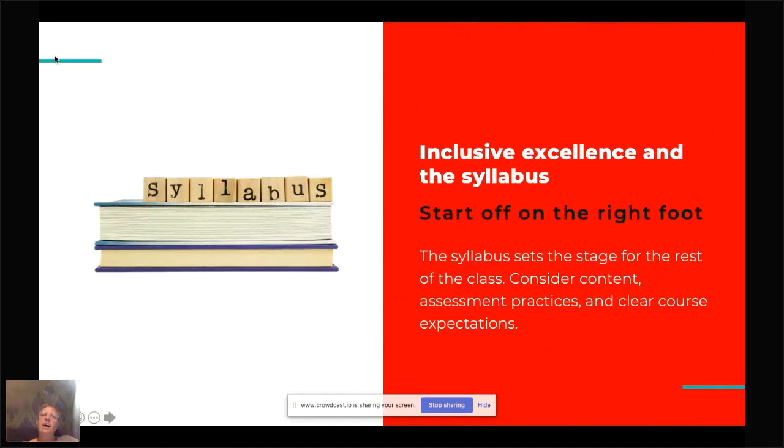That said, I think that the syllabus is a place to start off on the right foot. It sets the stage for the rest of the class. So when working on the syllabus, it's important to consider content. What do you teach? Who are the authors on your syllabus? Assessment practices, sort of what kinds of assignments are you giving, and how do you assess in ways that enable a greater number of your students to be successful at some point, right?